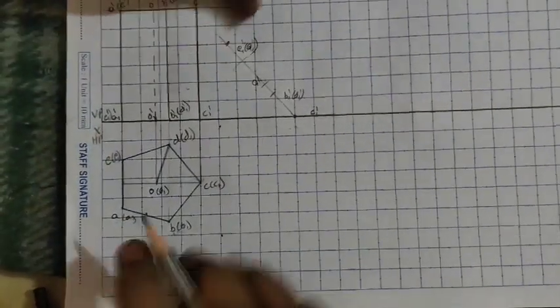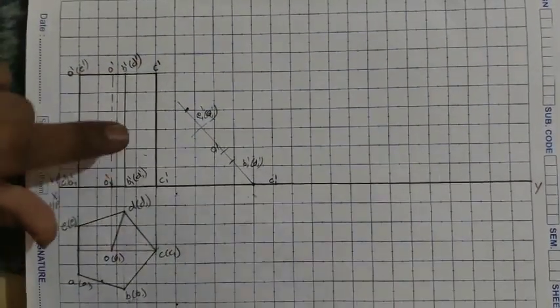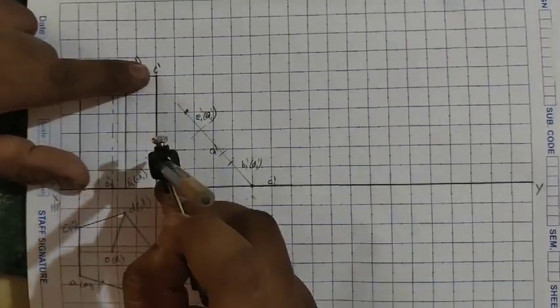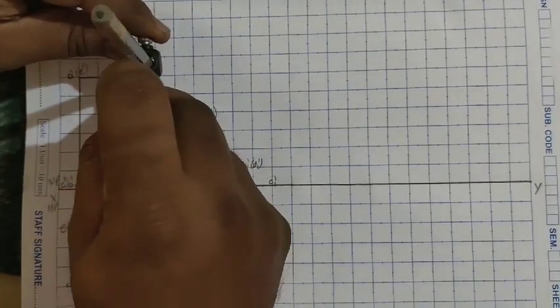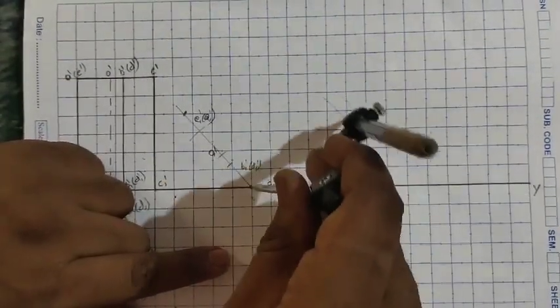Now we need to identify the top face, right? To do this, measure C1 dash to C dash with the compass, then holding here, draw a light arc.